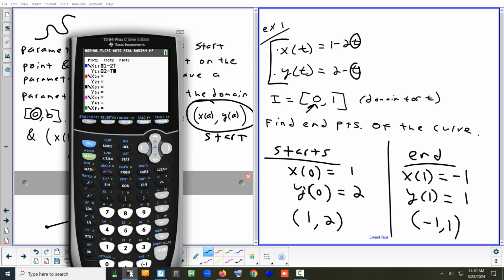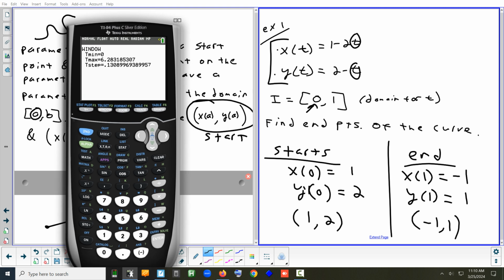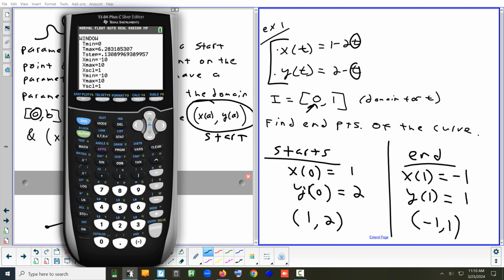Now, there's a few things we have to do before we're ready to graph. What do you think I'm going to want to go into and set? My window. There's going to be a couple new options here. First thing is I need to tell the calculator what the domain for my parameter is, my min and my max. What's my t min and my t max? 0 and 1.